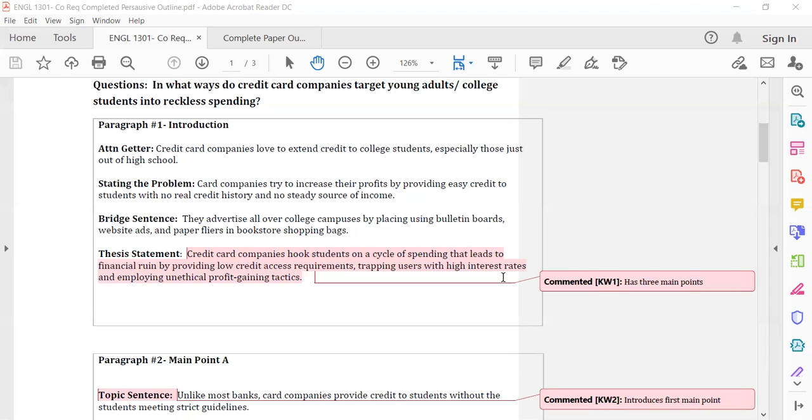So it has the topic, it has my opinion. You know how I feel about the credit card companies, and I give you my 3 reasons why. Also note that I did not explain what I meant by low credit access requirements. I did not explain what I meant about trapping them with high interest rates, nor did I tell you what those unethical profit gaining tactics are. Remember, your thesis statement does not explain, it just identifies. So I'm going to explain what I mean by those three things in the next 3 paragraphs.